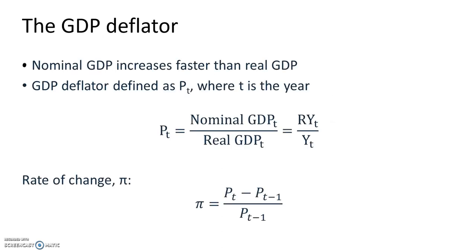The GDP deflator. We saw earlier that nominal GDP increases faster than real GDP. The GDP deflator, defined as Pt, t is a year. So the GDP deflator in year t, Pt, is defined as the ratio of nominal GDP to real GDP in year t. And then we have the rate of change. So the rate of change, which is denoted by pi, gives the rate at which the general level of prices increases over time.